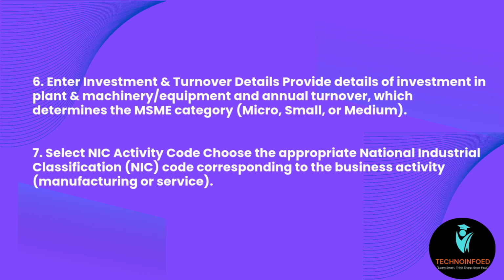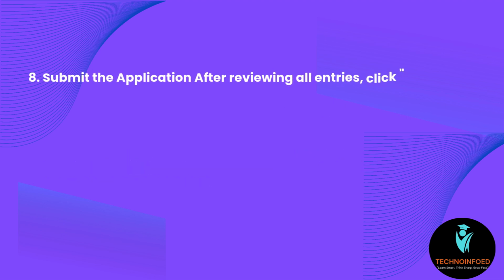Step 7 involves selecting the NIC code, which stands for National Industrial Classification. This code represents the type of business activity the enterprise is engaged in. The applicant selects the appropriate code from a drop-down menu on the portal. For example, a textile manufacturer would choose a manufacturing NIC code, while an IT services company would choose a services code. In step 8, after reviewing all the entered information, the applicant clicks on Submit and gets a final OTP.